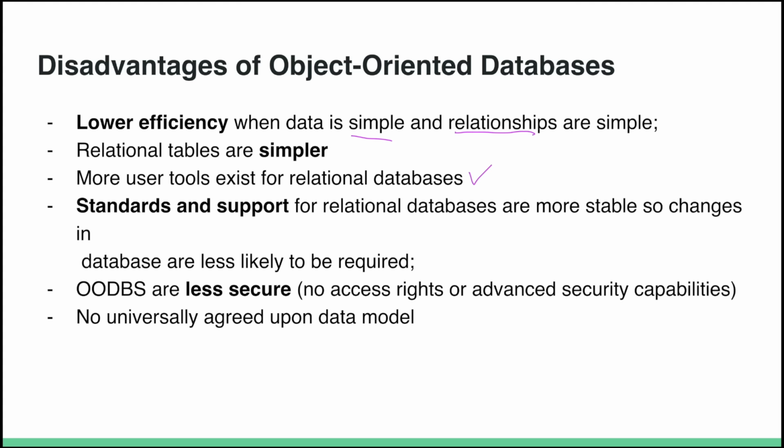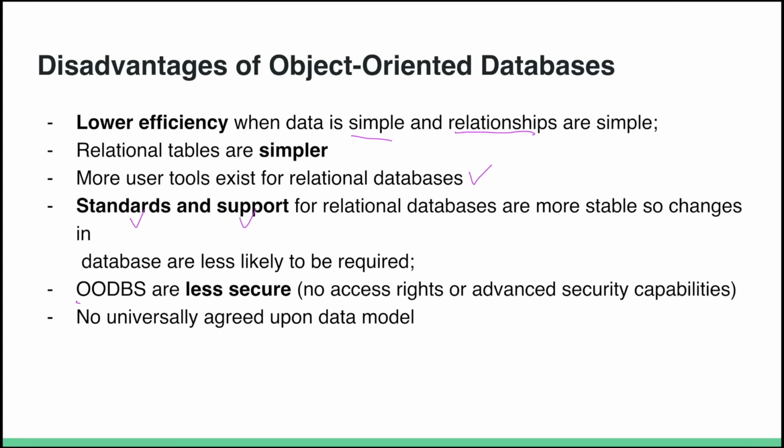Additionally, we have more tools for working with relational databases. There's just a larger community surrounding relational databases. So that means we have more options for using relational databases and building on those. And standards and support for relational databases are more stable. So changes in a database are less likely to be required. This goes back to the second point. We're not going to have any dramatic updates. And there's a lot of support for working with relational databases. So we know what we're going to be working with when we start a project. And we don't need to worry about having to change things later on to meet a changing standard or something that's different with the particular DBMS that we're using.